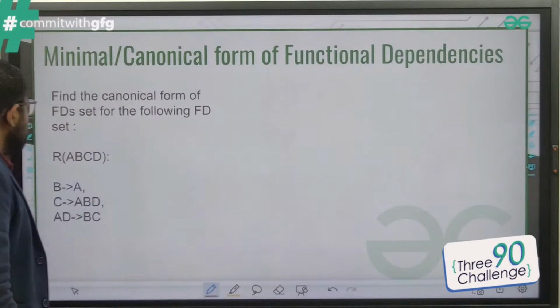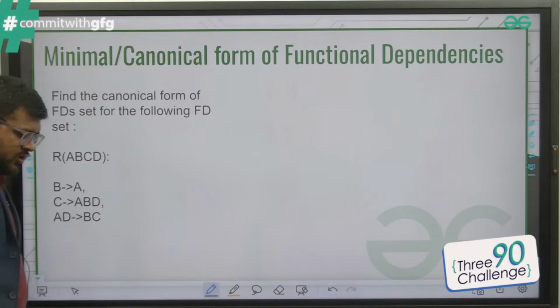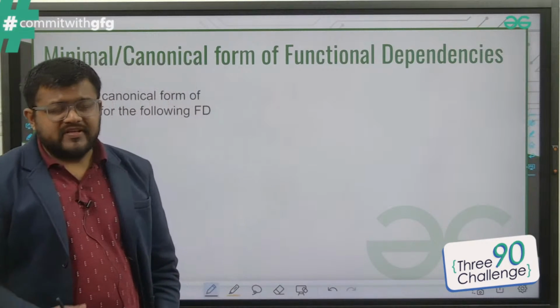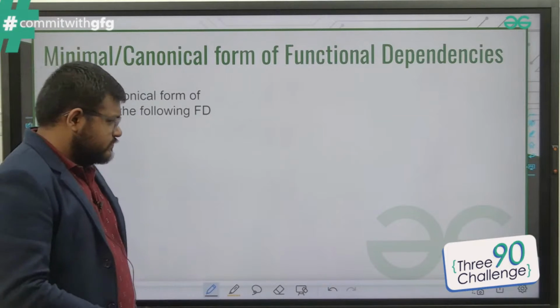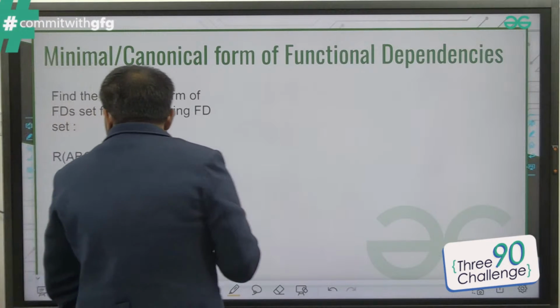Now I want to find the canonical form of functional dependencies for this set. So how can we find the canonical form? Canonical form means minimal form. Minimal form means there should not be any redundancy. Now redundancy can be on three sides. One is on the right side, one is on the left side, and one is where the whole functional dependency is redundant. So I'll give you an idea and then you can solve it by yourself. We'll move further. I'm not going to solve this completely. So how can you do this?